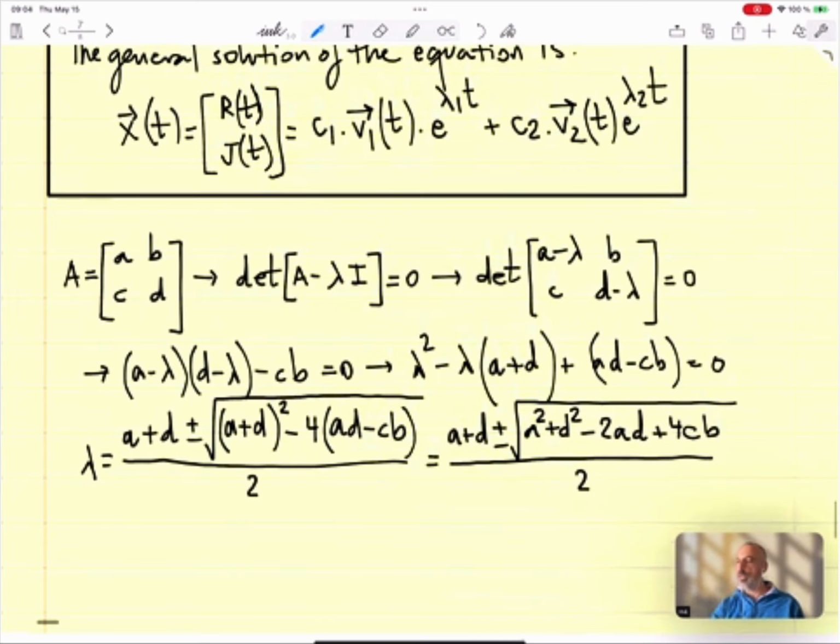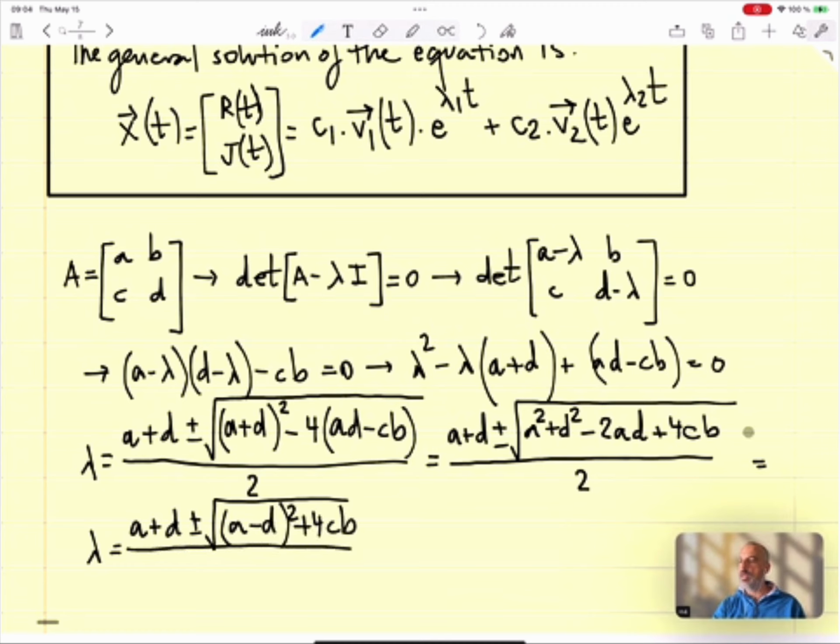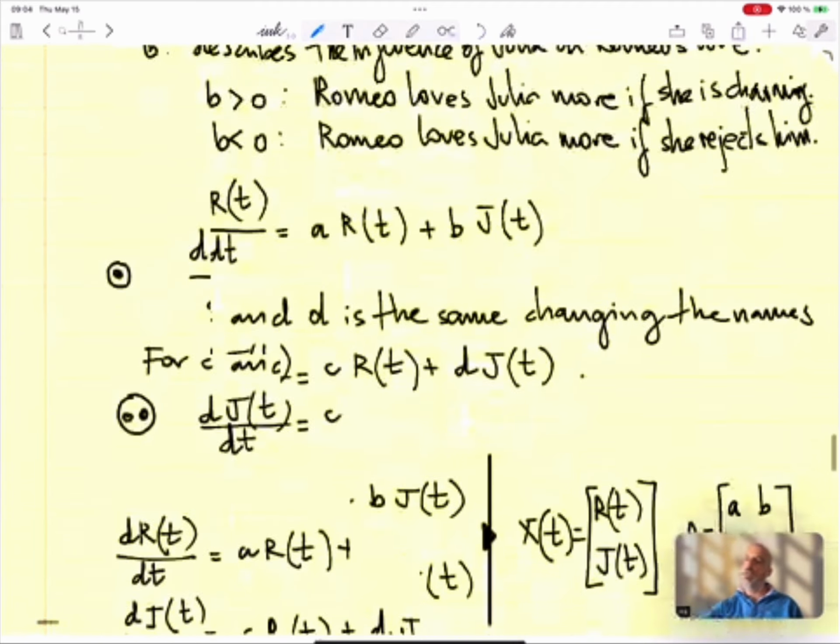So if this equals lambda, A plus D, plus minus the square root of (A minus D) squared plus 4CB, divided by 2. Okay. Remember the meaning of A, B, C and D, okay?